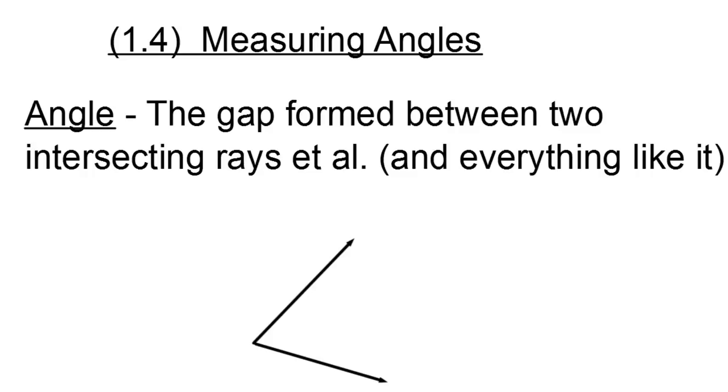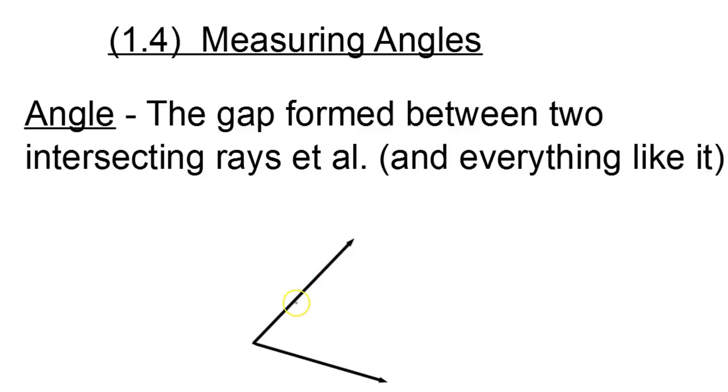Hello, geometry kids. Today we're taking a look at section 1.4, measuring angles. What is an angle? Good question, Chris. An angle is the gap formed between two intersecting rays and everything like it. That's what the phrase "and all" means. Okay? So let's take a look at what I'm talking about.